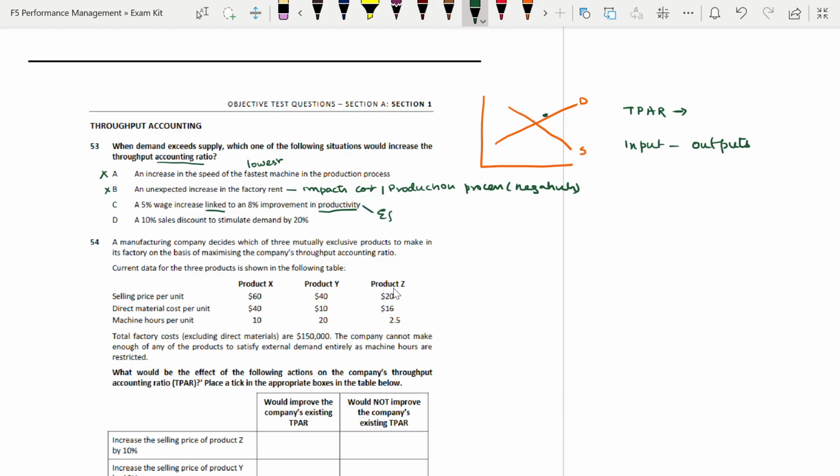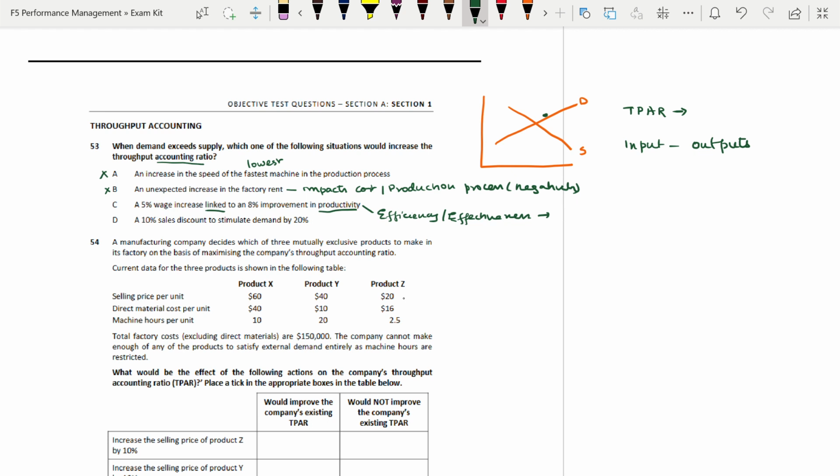Productivity is nothing but efficiency and effectiveness. When we are talking in terms of efficiency and effectiveness, what will happen? A 5% increase linked to an 8% improvement. What happens when the productivity increases? The cost, efficiency and effectiveness. What will happen?